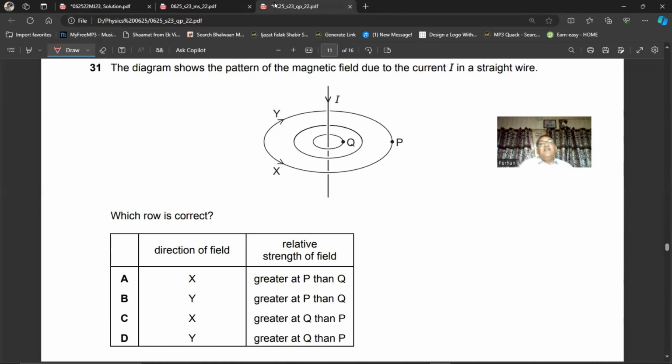As you get close to the wire, the field will be stronger. I said electric field in my sentence, but it's magnetic field. As you move away from the wire, the magnetic field will become weaker. So at P, the magnetic field is weak. At Q, the magnetic field is strong. So greater at Q than P, and Y is the correct direction of the magnetic field. So I think D is the right answer, sir.